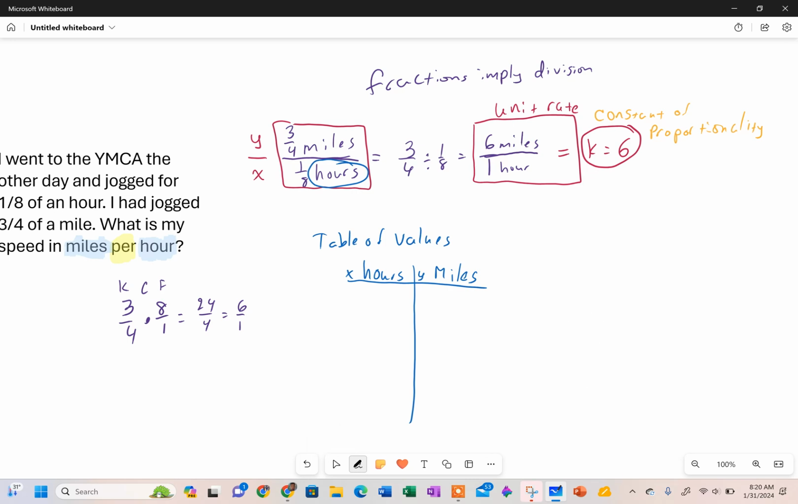Now, in order for this to be a true proportional relationship, you always have to have this value 0, 0. If I ran for 0 hours, I would accomplish 0 miles. I'd go 0 miles.